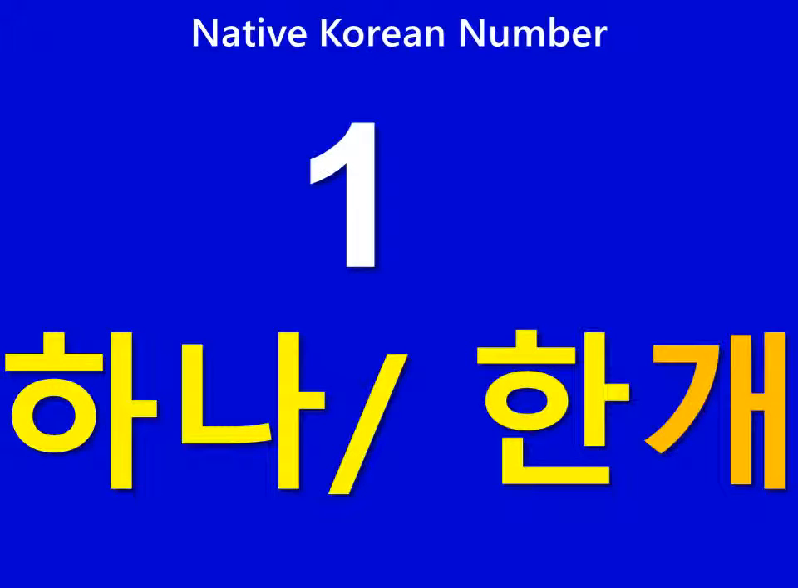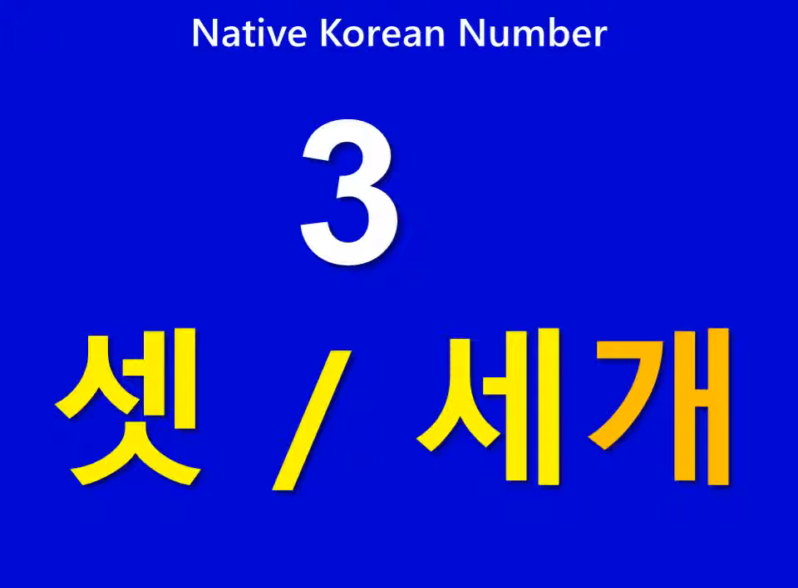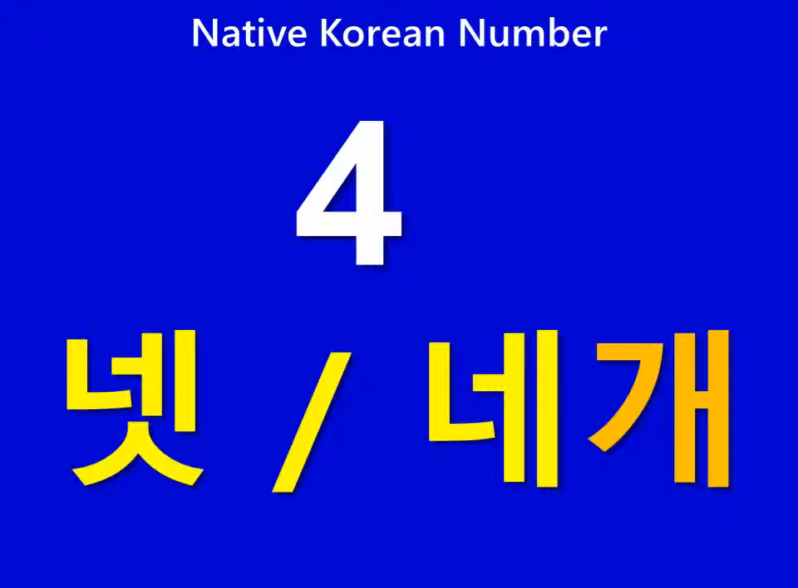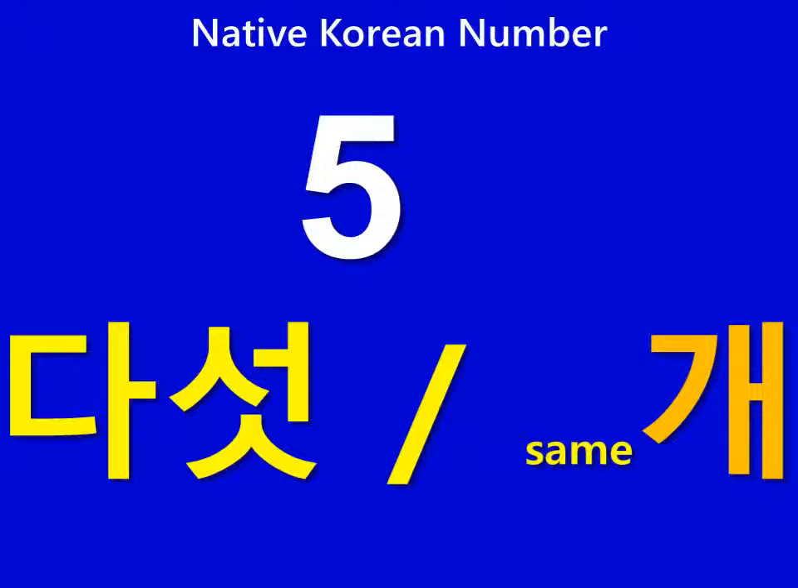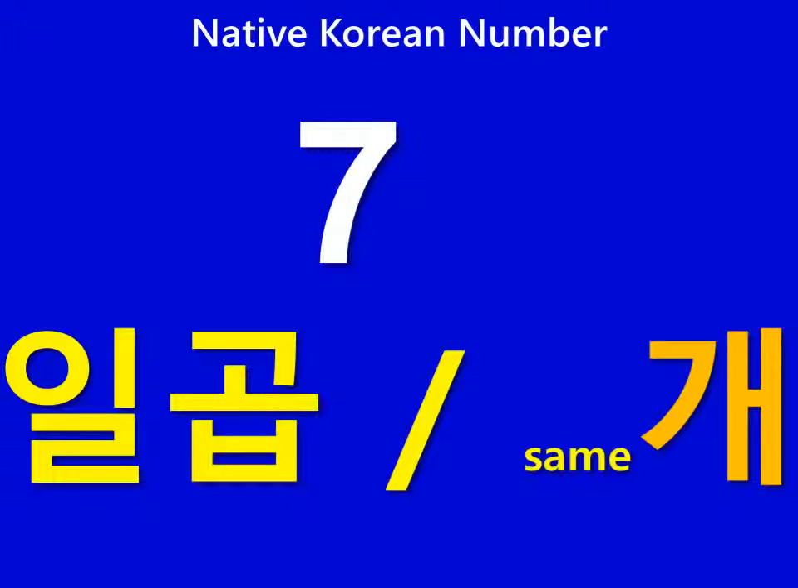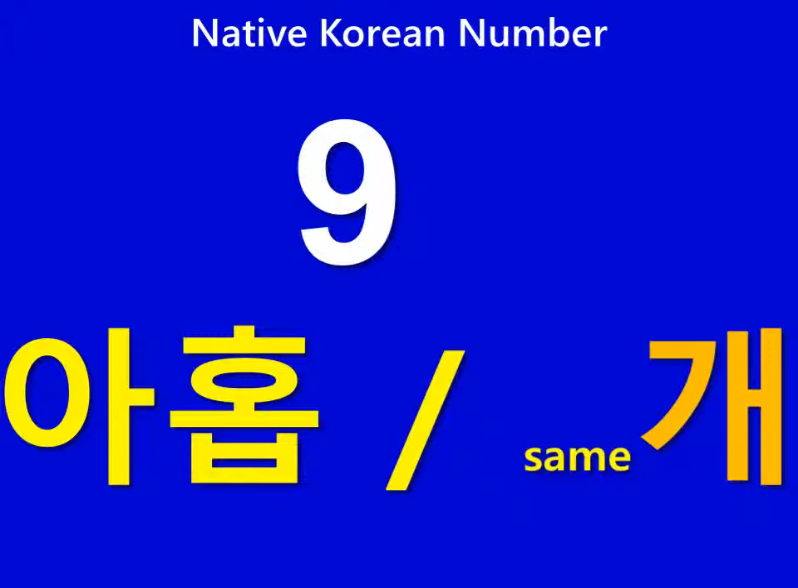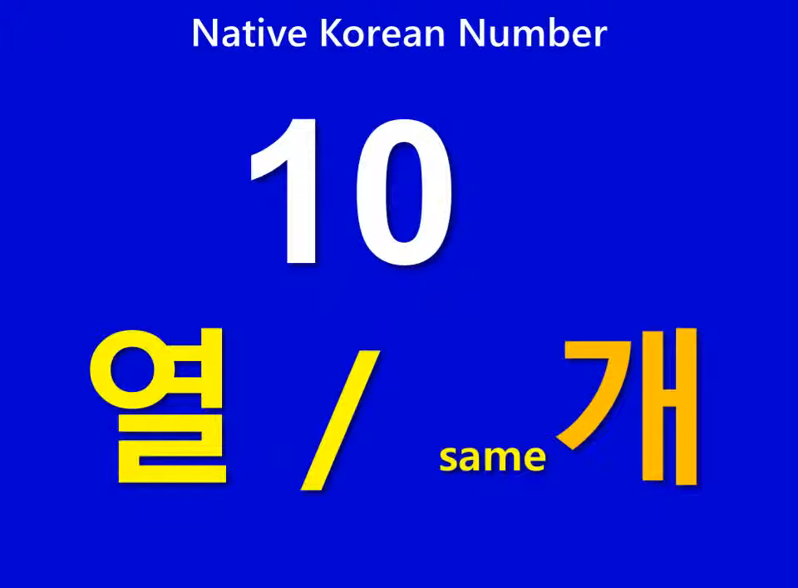Repeat after me. 하나, 한 개. 개 is the unit for objects. 둘, 두 개. 셋, 세 개. 넷, 네 개. 다섯, 다섯 개. 여섯, 여섯 개. 일곱, 일곱 개. 여덟, 여덟 개. 아홉, 아홉 개. 열, 열 개.